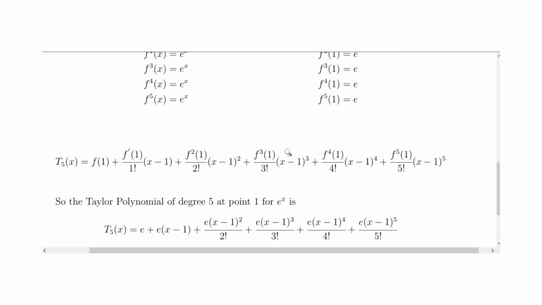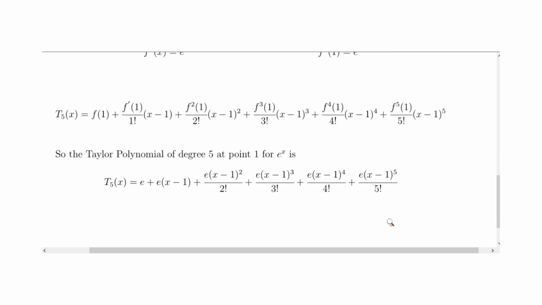So again, the third derivative at 1 is e again, over 3 factorial, which is 6, times x minus 1 cubed. So that's how we get to e times x minus 1 cubed over 3 factorial. Same with the fourth, which is e over 4 factorial times x minus 1 to the 4. Simplifying that out, that's where we get to. And same again for the fifth derivative, which is also e times x minus 1 to the 5 over 5 factorial. And that's our Taylor polynomial.